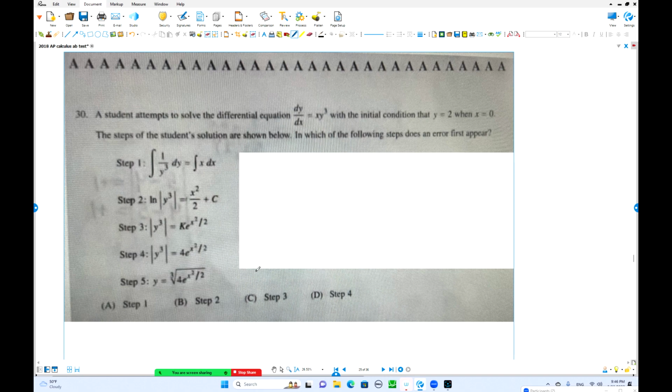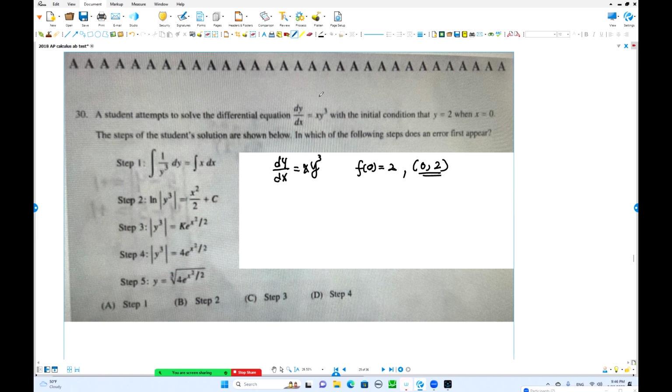All right, number 30. A student attempts to solve this differential equation, dy/dx. I'm going to write that. dy/dx equals x y cubed. Initial condition: when x equals 0, y is 2, okay? That is the initial condition, you can use this point. The steps to the solution are shown below. In which of the following steps does an error first appear?